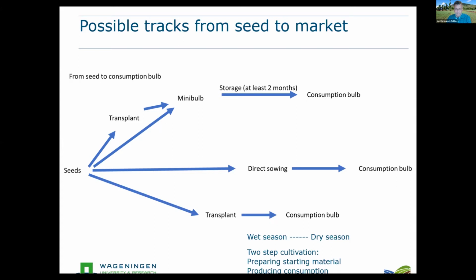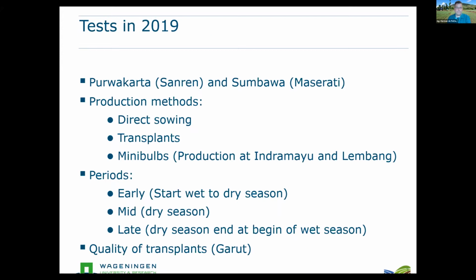TSS is quite different from the traditional shallot production. I think the most important point is that farmers need to realize it's a two-step cultivation. First, you need to prepare starting material if you don't opt for direct sowing, and then you produce for consumption.